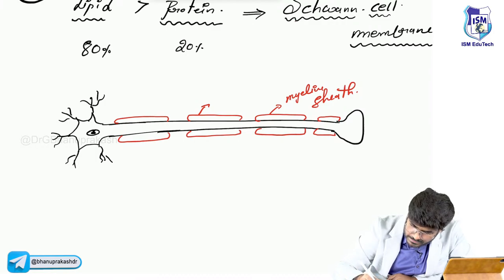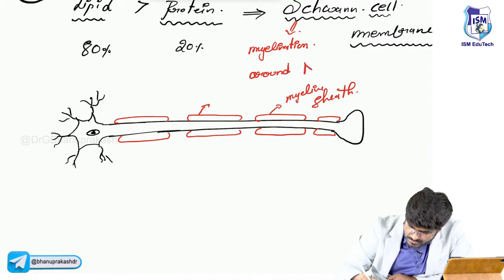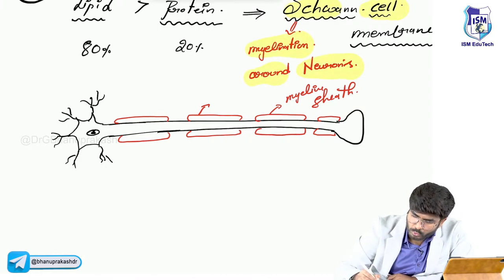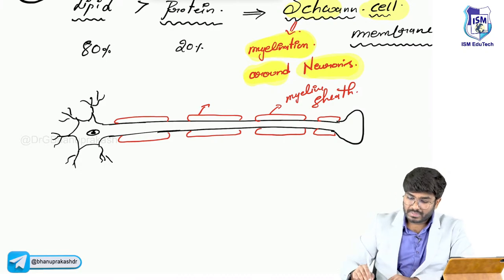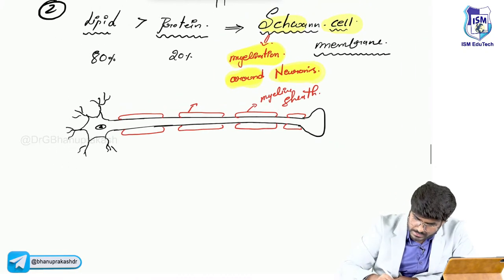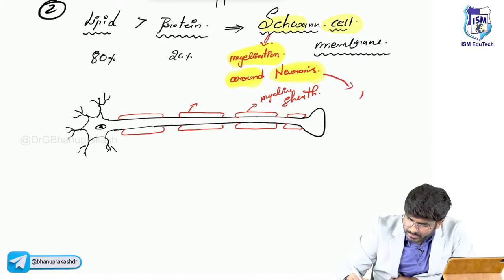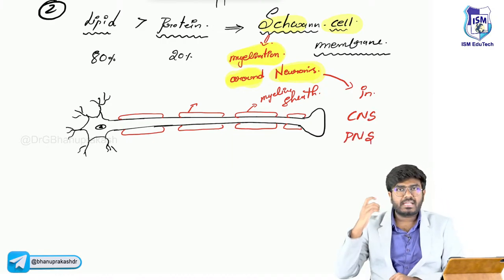The Schwann cells do myelination around neurons. Now, in your exam, this is a very famous question. The Schwann cells do myelination around the neurons, but in the central nervous system or the peripheral nervous system? This is the question, sir. My question to you. Now, some students are scratching their heads.